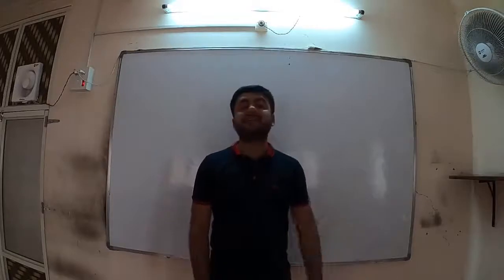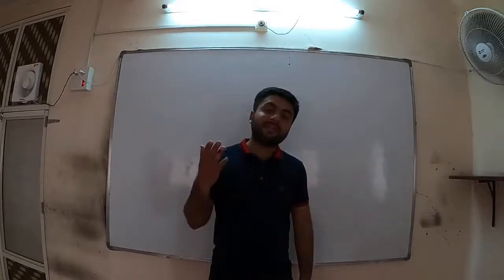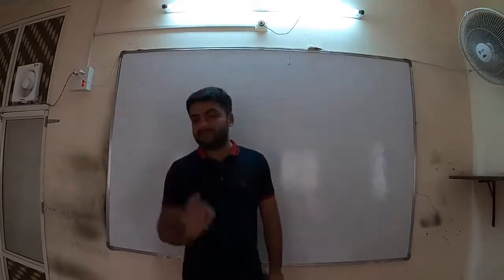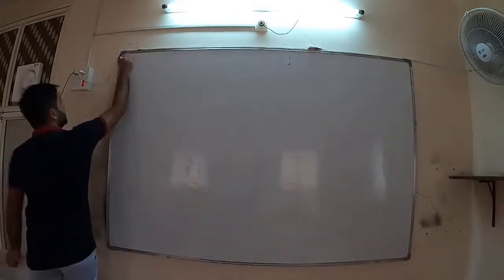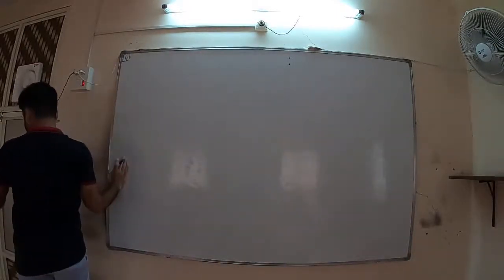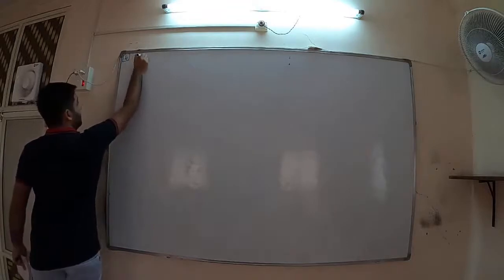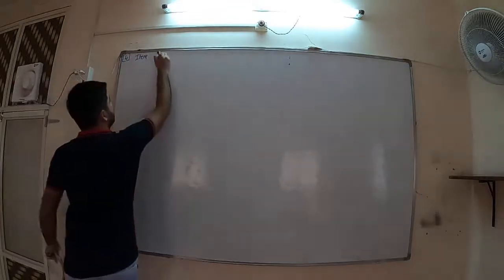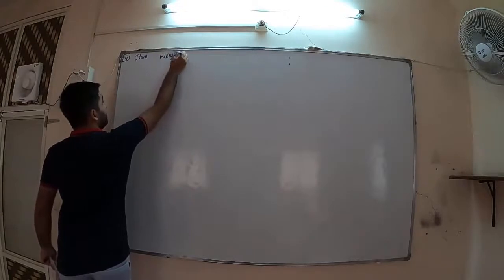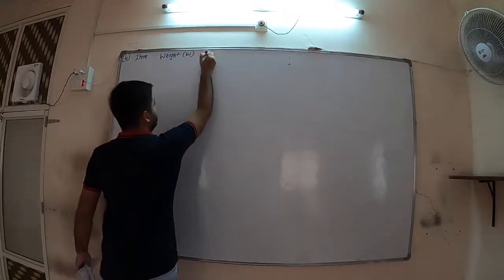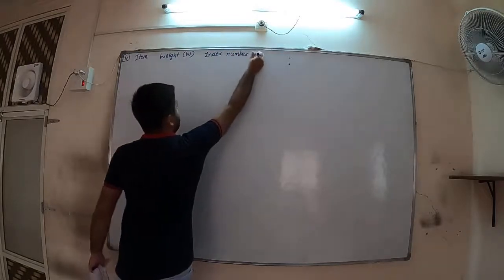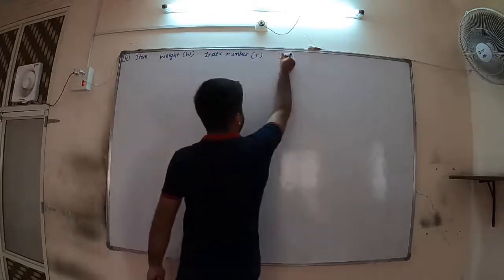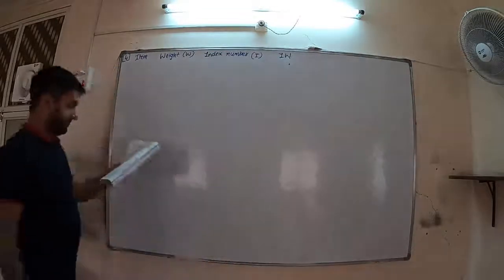See, item, weight and index number. Now you know when I and W is given, the method is IW. This sum is very simple. Okay? Now we can solve it. Sum number 4. Item, weight is W, finally IW. Okay.